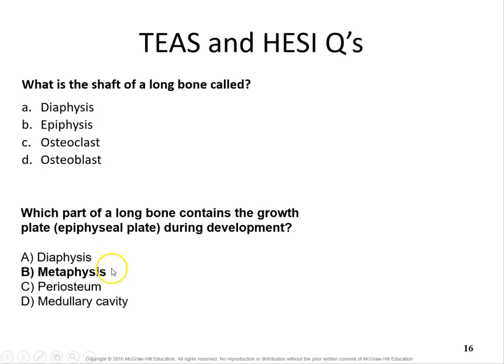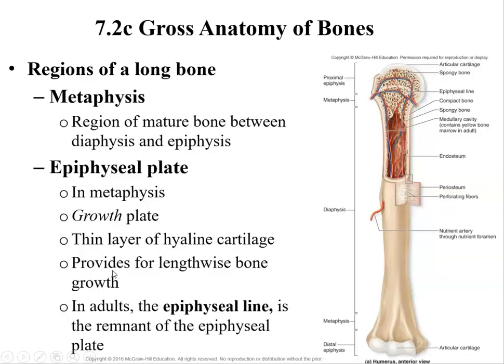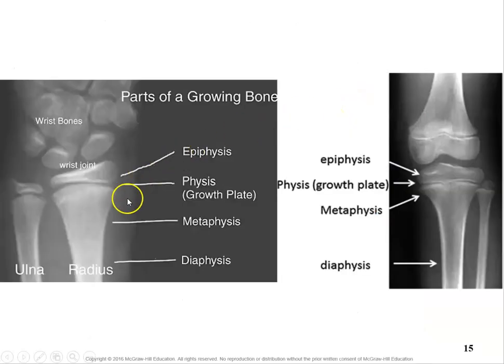Well, that's going to be B, your metaphysis. And if you go back and look, you can see right here the epiphyseal line kind of on the edge of the metaphysis. You can see it a little bit better here.